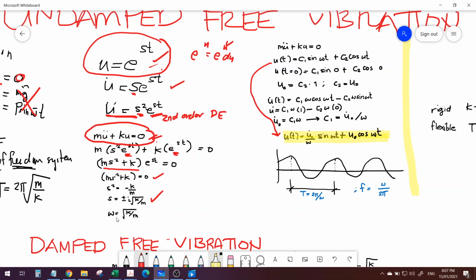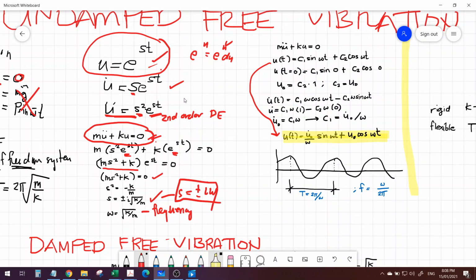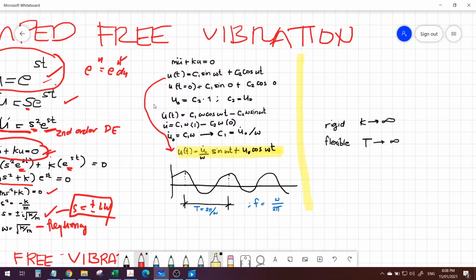And take note, omega, or the frequency, is the square root of k over m. So if we rewrite this, s is equal to plus or minus i omega. Now let's proceed with another way of solving that.